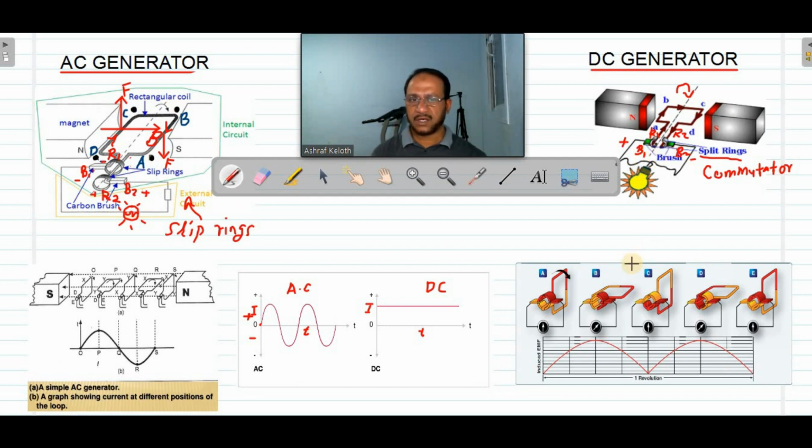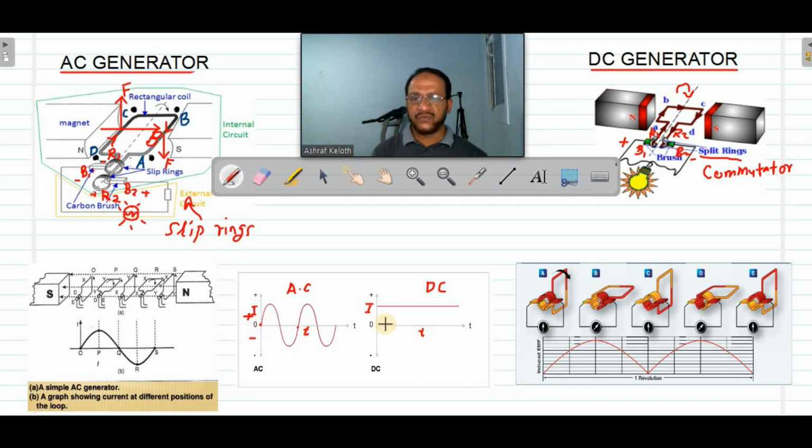Got it? Yes, sir. And one more point, you can see the graph of AC and DC here. AC is like this: it is increasing from 0 to maximum and decreasing again to 0, going back to reverse direction, negative maximum, coming back to 0. So this much is called a cycle, one cycle of AC.